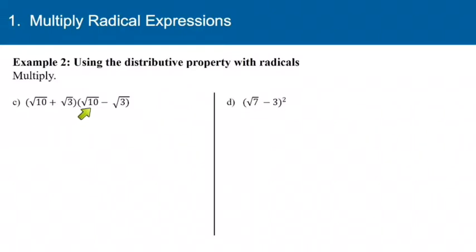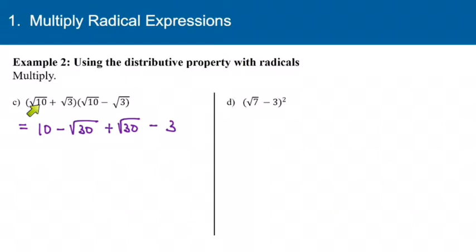Square root of 10 times square root of 10 is going to make just 10. Outer times outer is square root of 10 times negative square root of 3, so that's going to make negative square root of 30. Inner times inner is positive square root of 3 times positive square root of 10, so that's going to make positive square root of 30. And last times last is positive square root of 3 times negative square root of 3. So positive times negative gives us a negative, and square root of 3 times square root of 3 gives us 3. So this is what we've ended up with.